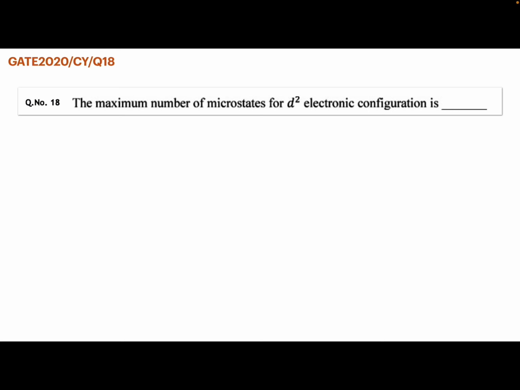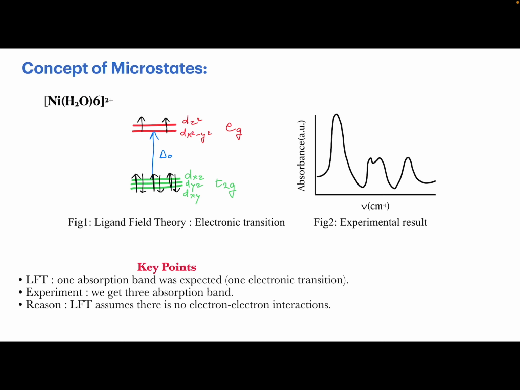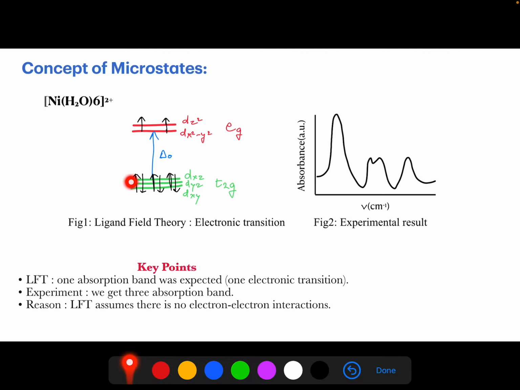Before solving directly for the number of microstates for the d2 electronic configuration, I would like to introduce the concept of microstate, how it emerges and the reason. So let's have a look at the concept of microstate. This comes from the optical absorption spectra, also known as the electronic spectra of coordination compounds.